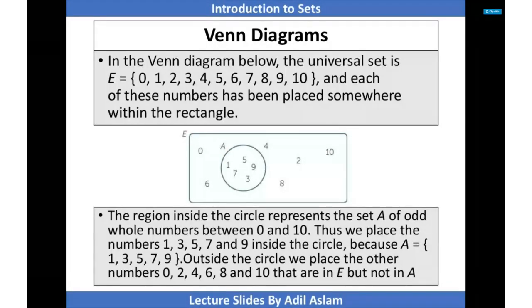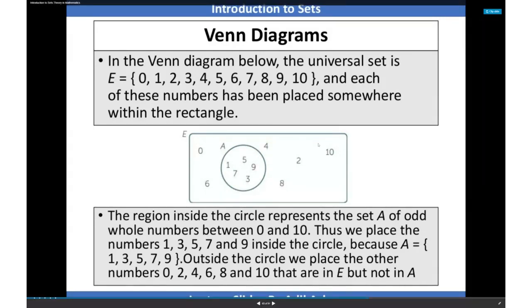So you can see that our universal set is from 0 to 10, okay. So if we have set A, which represents 1, 7, 3, 5, 9, then meaning that the remaining elements that were part of the universal set should occupy the empty space outside the circle. Okay, should occupy the empty space outside the circle.